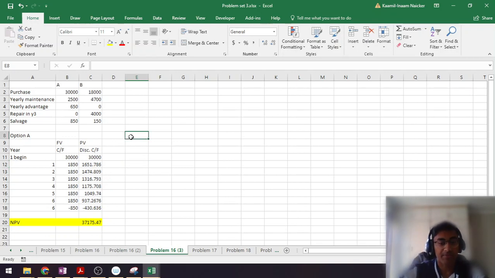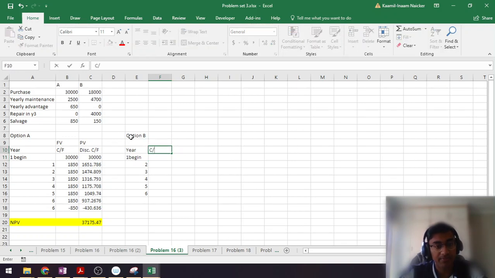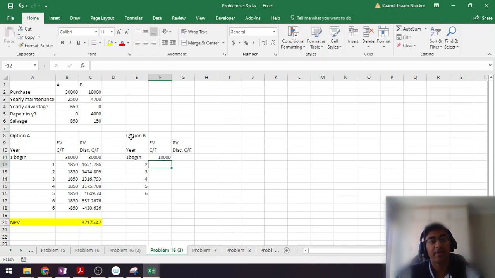Now let's do that for option B. And it's the same process, okay? So I'm going to put down the year. And then beginning of year 1, 2, 3, 4, 5, 6. Okay? Then I've got the future value or the cash flow, which is also known as the future value. I've also got the discounted cash flow or the present value. Okay. So at the beginning of year 1, I've got 18,000. That I spent. That's an 18,000 rand payment I make upfront in today's money.